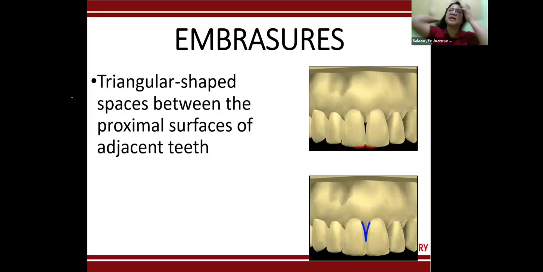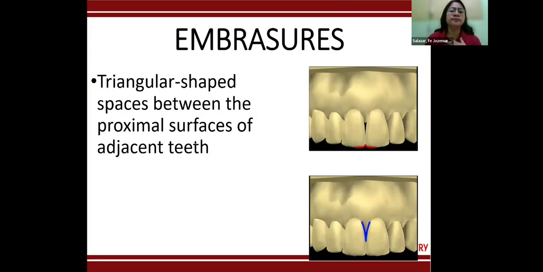Okay, so let's now discuss embrasures. Okay, so these are what you call your spillways. Okay, so they are triangular shaped spaces between the proximal surfaces of adjacent teeth. So whenever your teeth are in contact, kasi nga, hindi naman sila flat yung surfaces nila, nagkakaroon ng spaces, right? And these spaces are what you call your embrasure. So if there is contact, there is an embrasure. Kung walang contact, wala ring embrasure form.